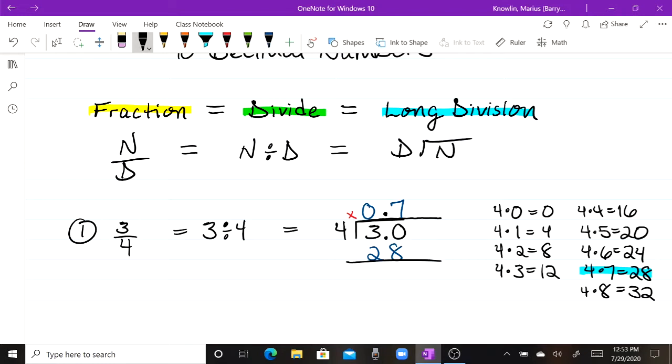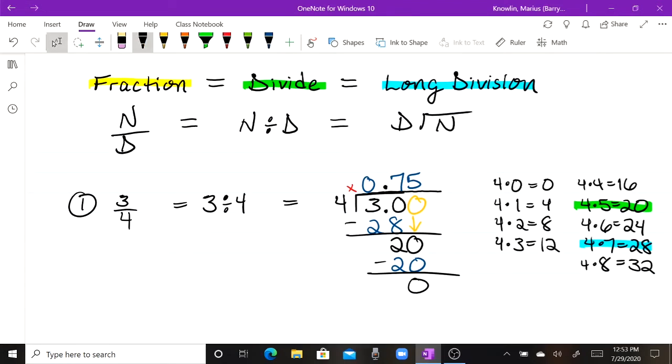Let's go ahead and subtract. 30 minus 28 is 2. We know that 4 can't go into 2, so what we're going to do now is add another 0 and bring that down. So now we want to see how many times 4 goes into 20. But we already know that 4 goes into 20 5 times. So 4 times 5, we put the 5 above that 0. 4 times 5 is 20. And when we subtract, we're going to do 20 minus 20, which is 0.